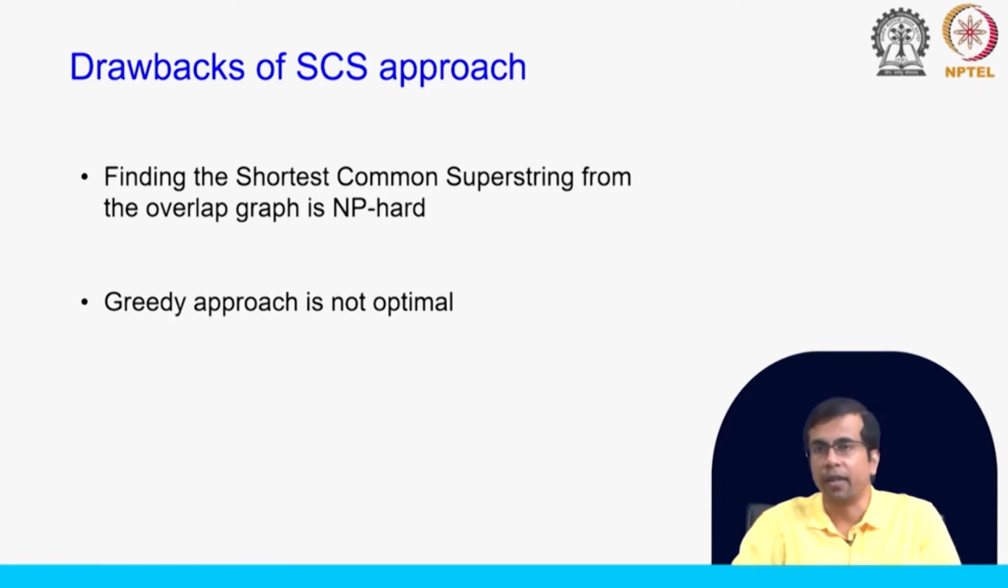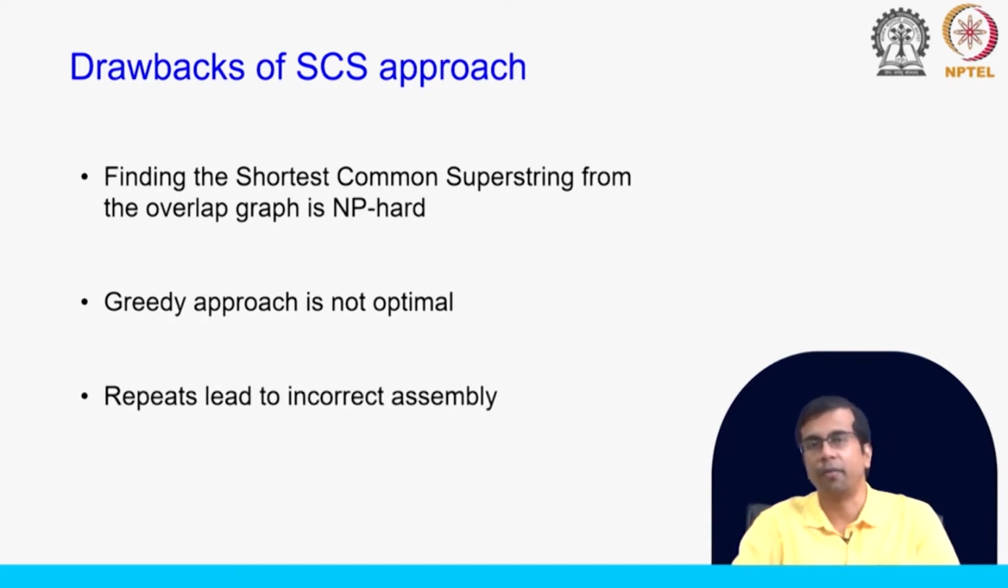So, maybe we need to think about some other approach. What we have also seen is that repeats lead to incorrect assembly. In the greedy approach this is actually a problem. It will not just say I cannot solve the repeat region, it will actually give you a solution and say okay, this is the solution that I found, which might be the incorrect solution.